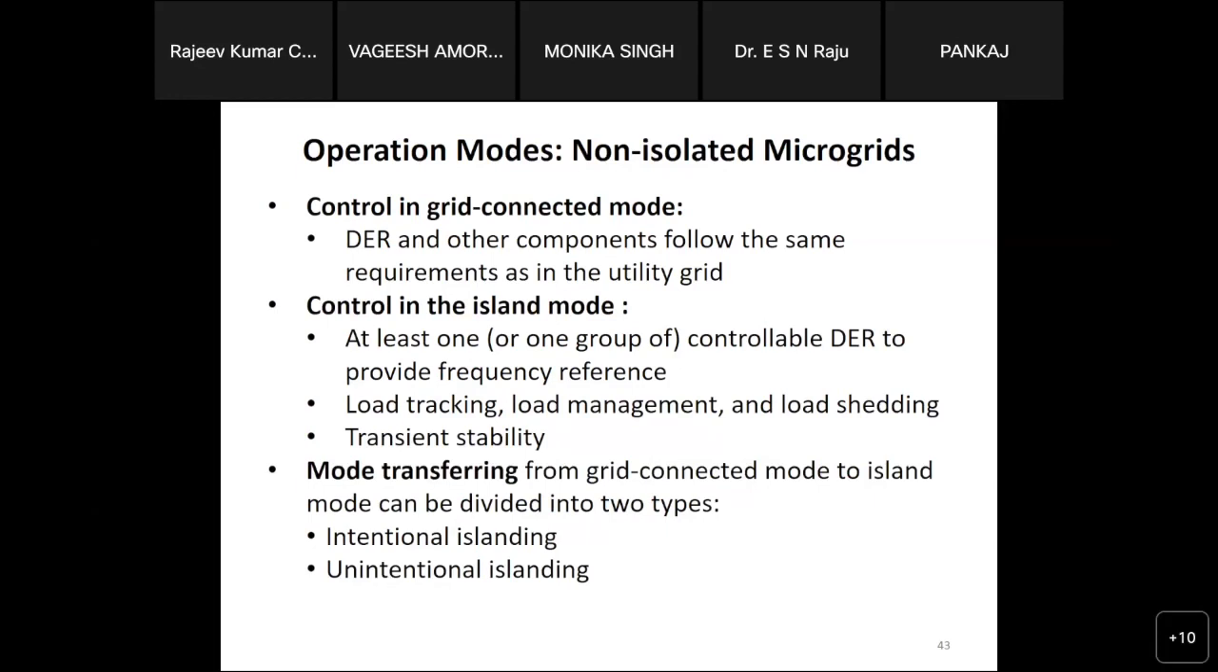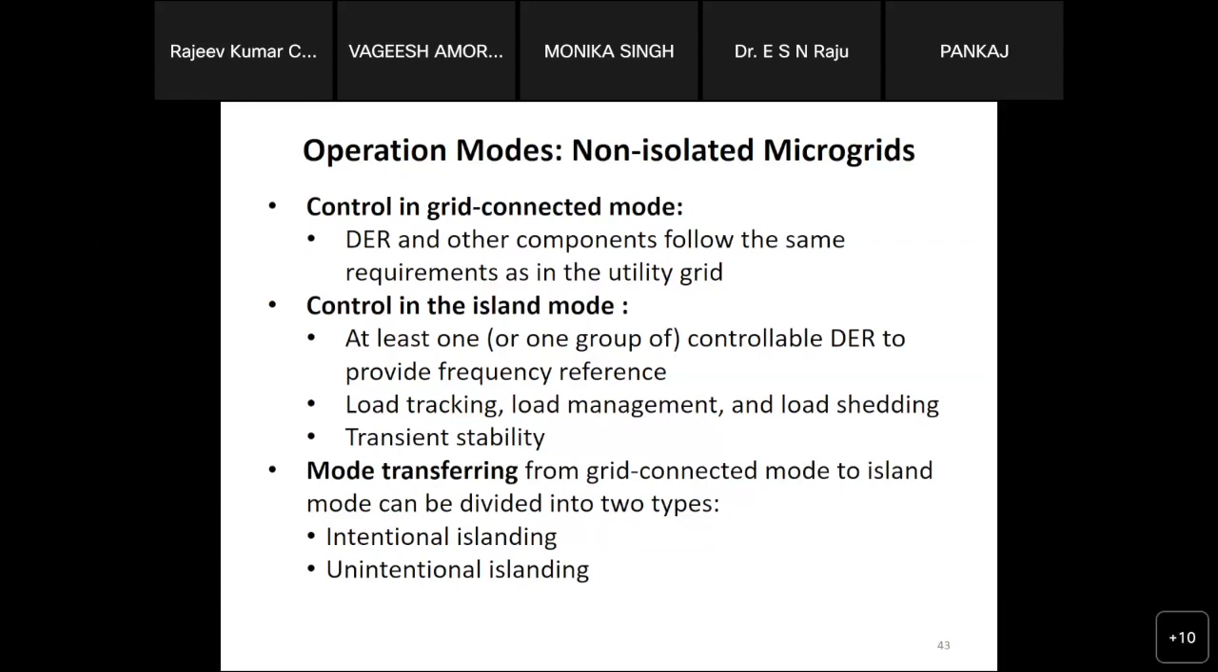When we see the islanding microgrid, the microgrid itself has to take care of frequency and voltage stability, and it has to generate the frequency and voltage references. In that case, we may generate the voltage and frequency references with all the DERs, or we may generate them with at least one or a group of DERs, which will provide the voltage and frequency references to the remaining DERs. And we should have load tracking, load management, and load shedding in order to maintain the match between generation and demand.